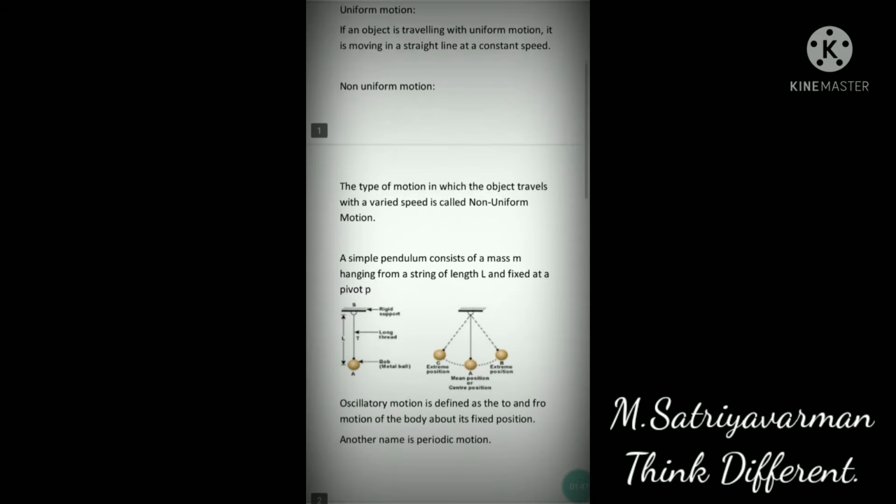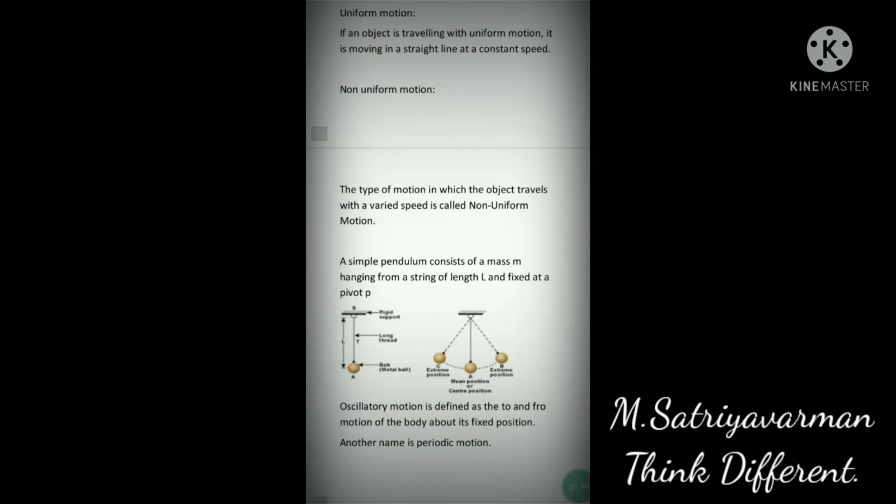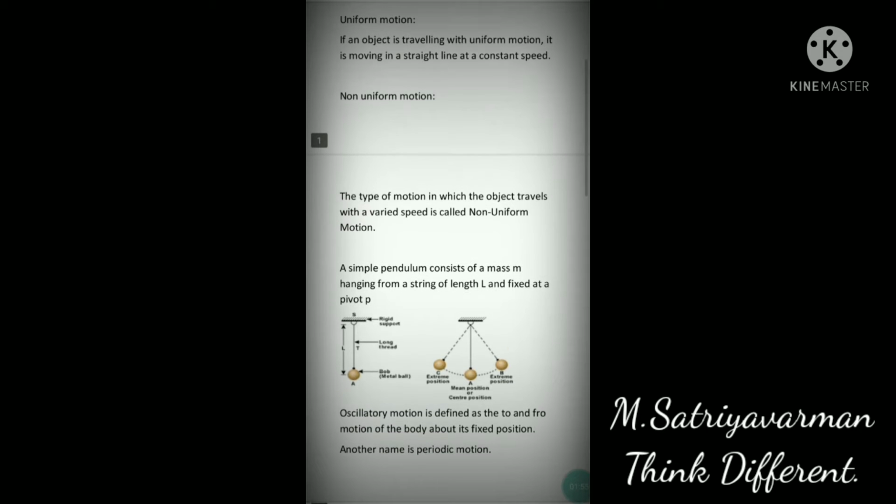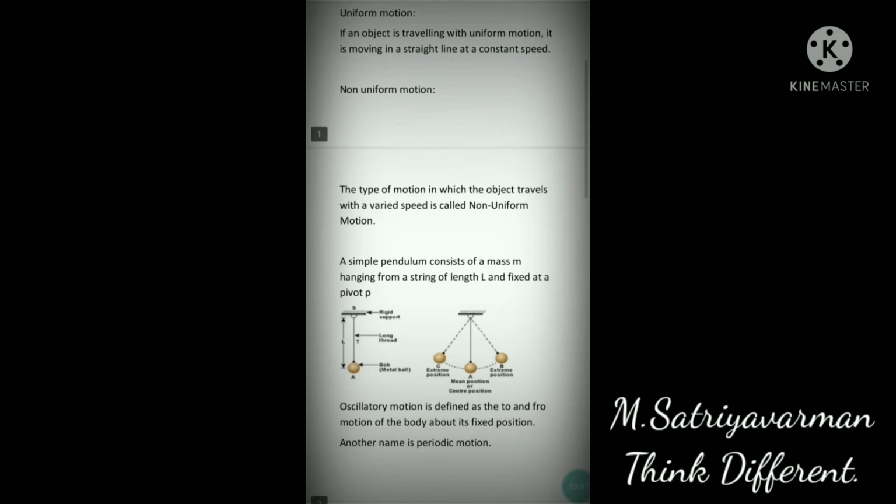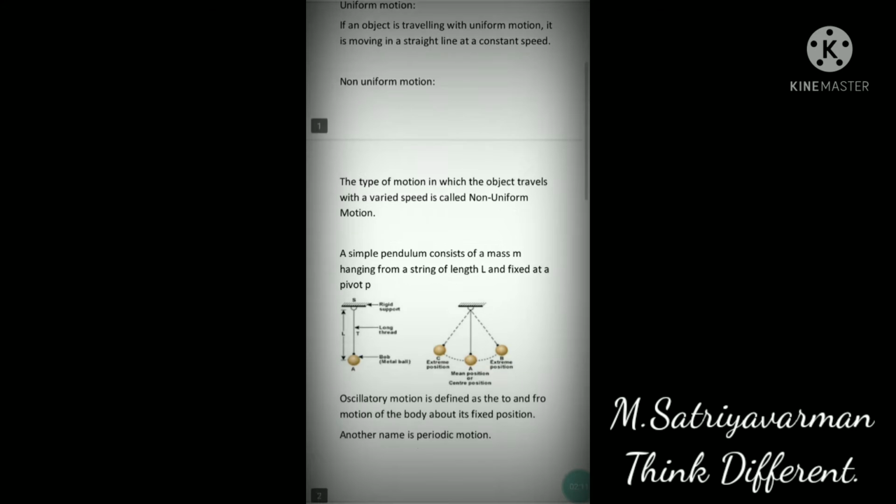Uniform motion is nothing but the object traveling in a straight line at a constant speed. This is the definition of uniform motion. Shortly we can say it covers equal distance in an equal time. If the object is moving in a straight line at a constant speed, then it is called uniform motion.